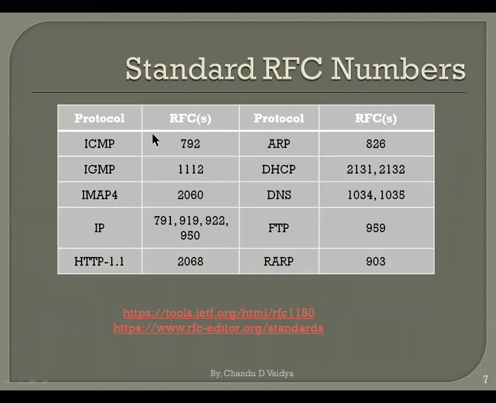There are a few numbers we have shown here. Every protocol has RFC numbers: ICMP 790 and 792, ARP 826, IGMP 1112, DSCP having 2 RFCs, and so on, up to RARP, which is 903. So these RFCs are available. If you go through the slides, diagrams, or manuals of these RFCs, this is the RFC document, guys.